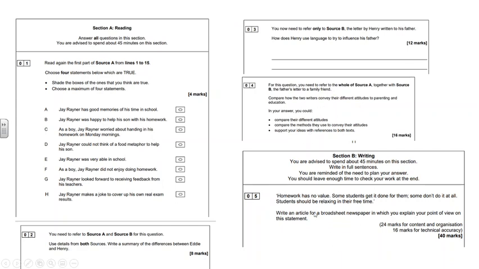Now again, you can see the writing. Write an article for a broadsheet newspaper in which you explain your point of view. Now you don't have to agree with the statement, you can disagree, but again, you see it's homework. So there's no excuse for not being able to do question 5. They always give you some ideas, and it's why we always do a section A before we do a section B, because the ideas are there, the structures are there, and the formality is there. And again, it all flows together.